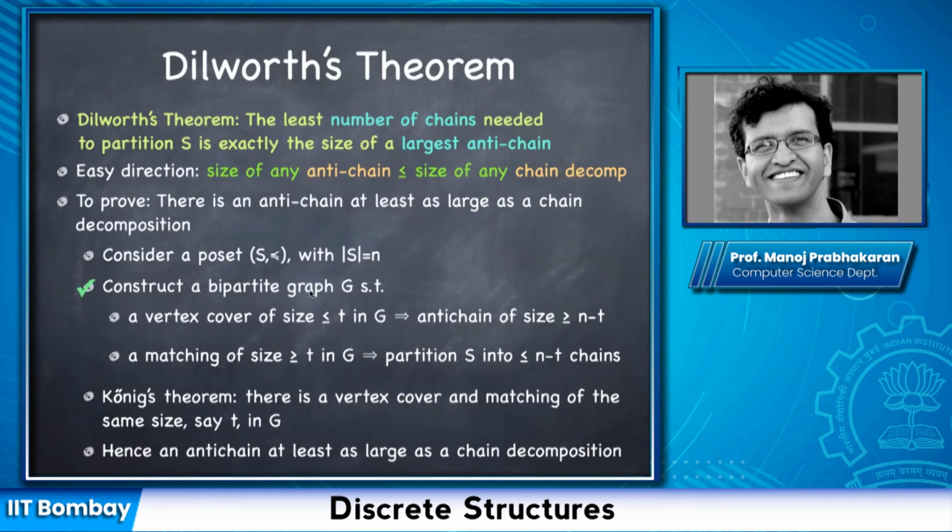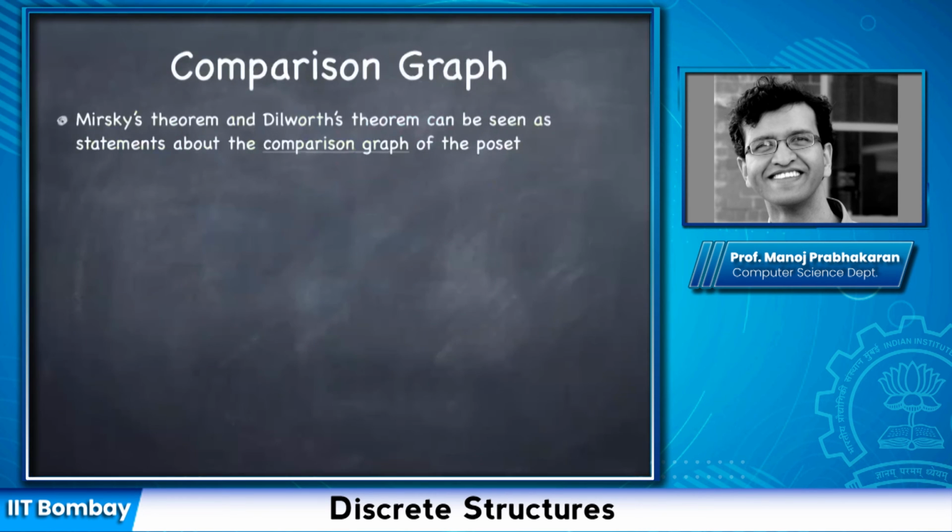Okay, so that completes the construction of the bipartite graph with these two properties. And as we already discussed, applying Koenig's theorem to this bipartite graph gives you Dilworth's theorem.